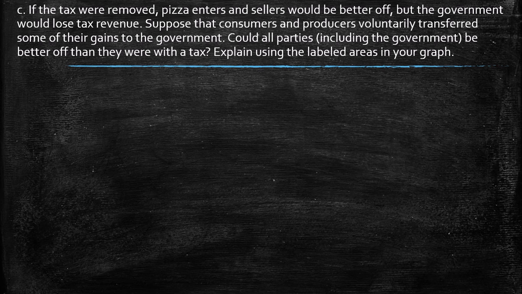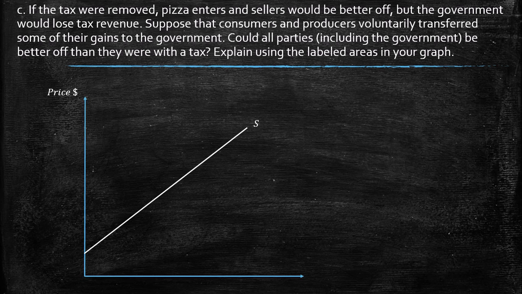Suppose that consumers and producers voluntarily transferred some of the gains to the government. Could all parties, including the government, be better off than they were with the tax? Explain using the labeled areas in your graph. So basically, I made this approach to this exercise.